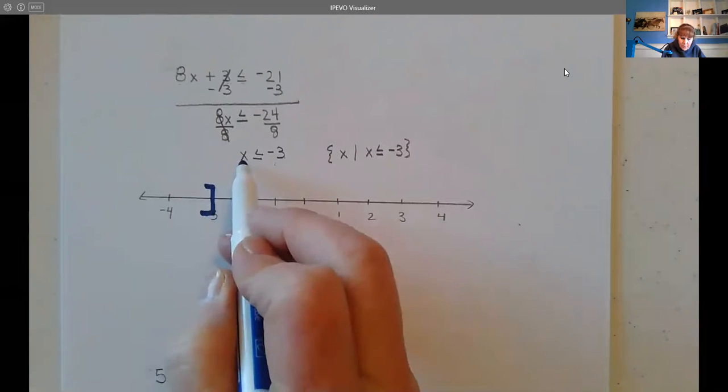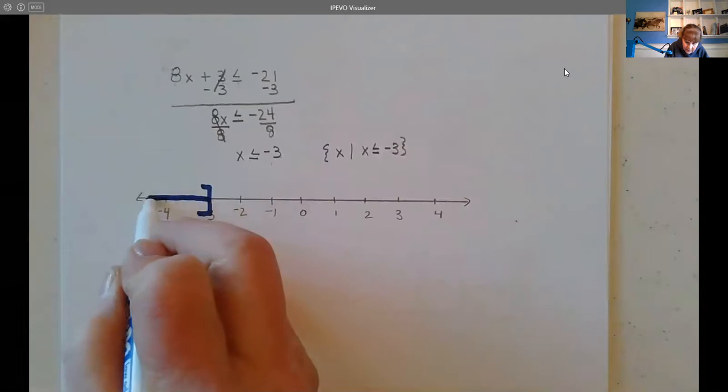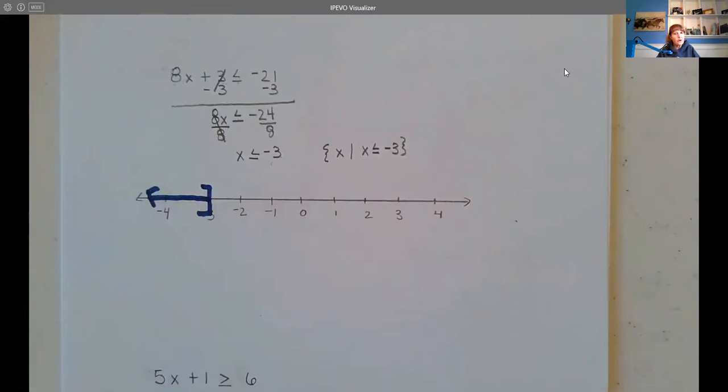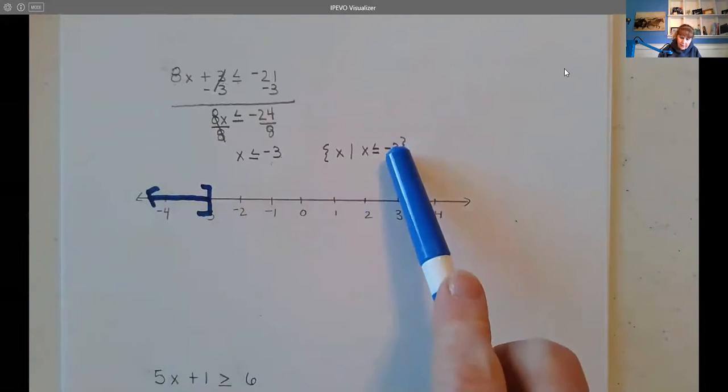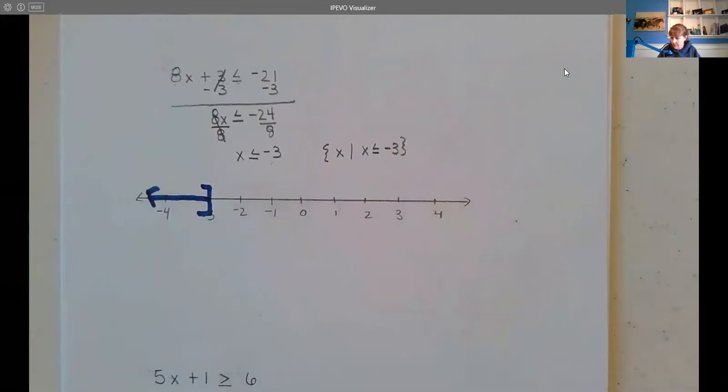These numbers are smaller than -3, so our arrow is going to be going in this direction. There's our graphical solution. We have our set solution, graphical solution. Let's look at the interval solution.